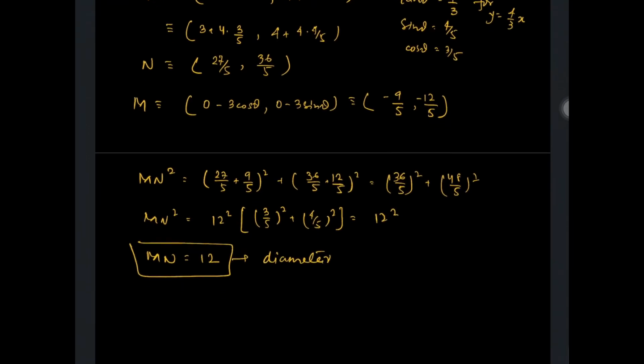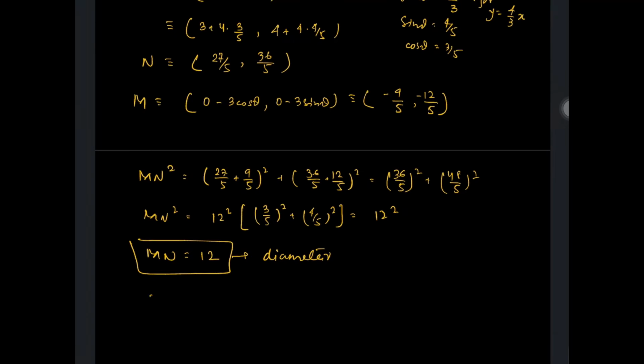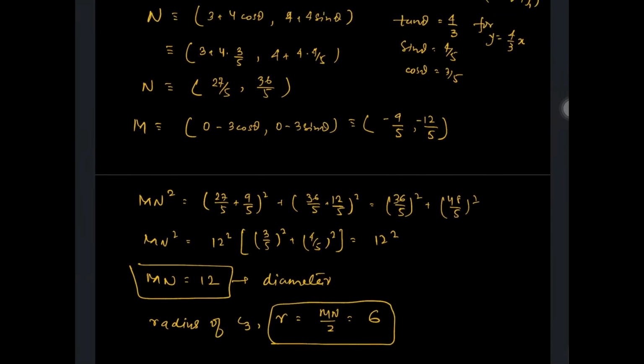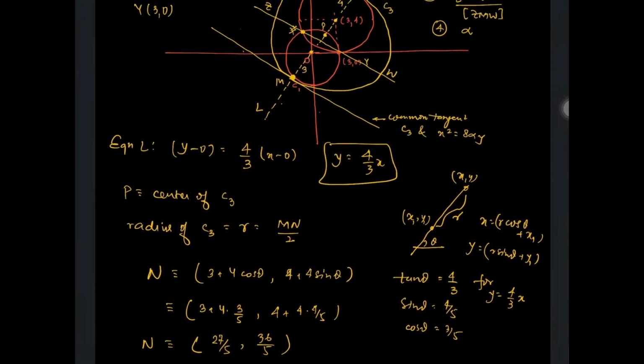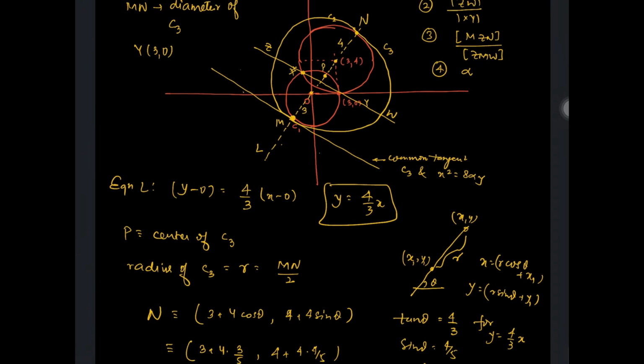Now what is the radius of C3? Radius of C3 is r, that is MN by 2, which is 6. So now I get the radius of C3, which is 6 units. Now I have to find what is the center P.